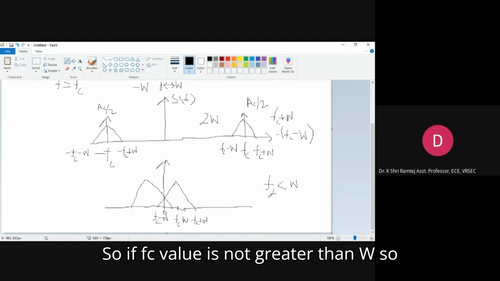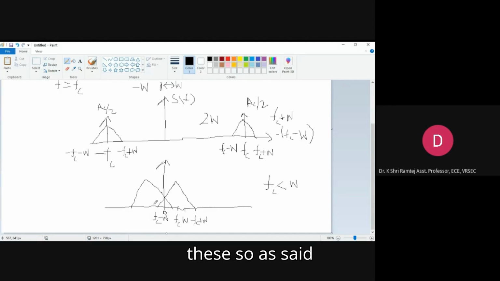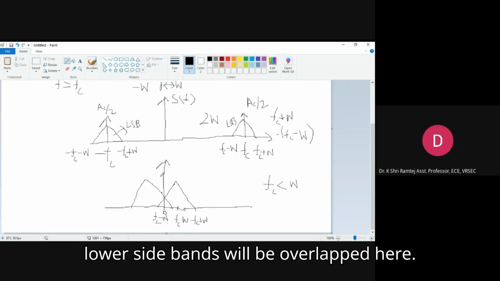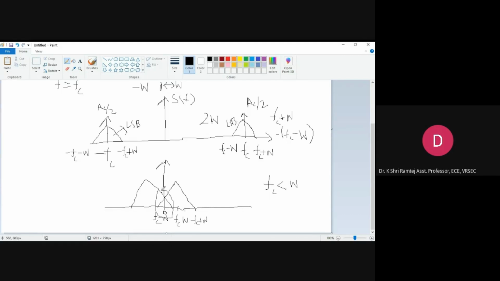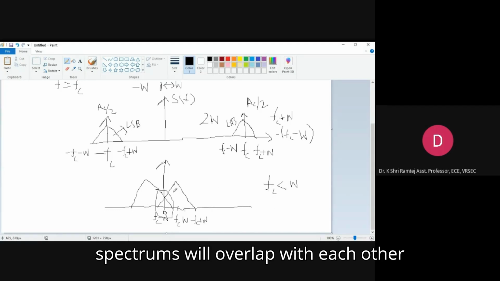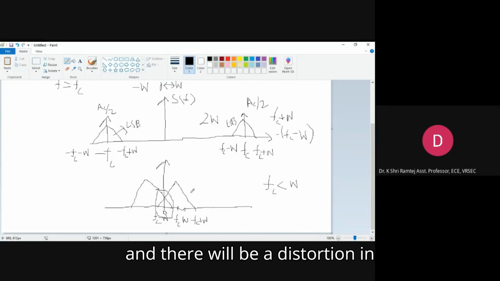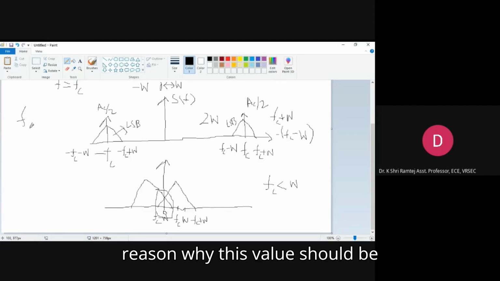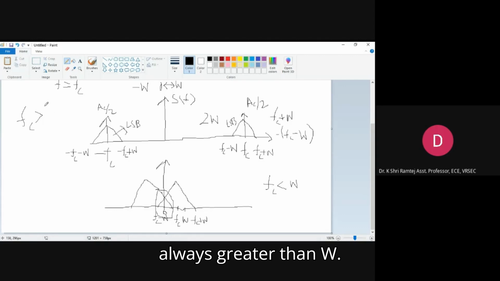So if the fc value is not greater than W, as I said, this is the lower sideband, and this is also a lower sideband. So the lower sidebands will overlap here. If fc is less than W, these spectra will overlap with each other and there will be a distortion in the frequency domain. That is the reason why this fc value should always be greater than W.